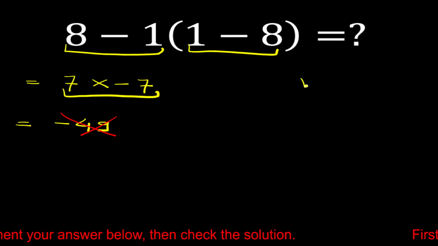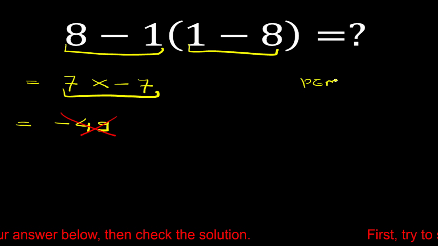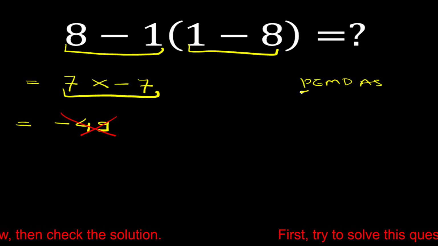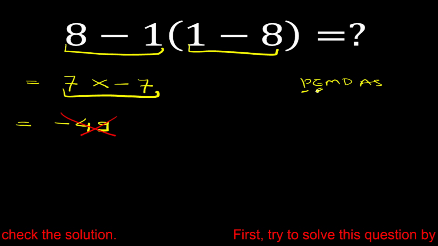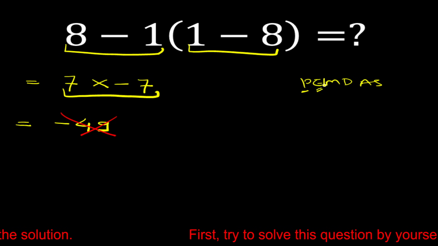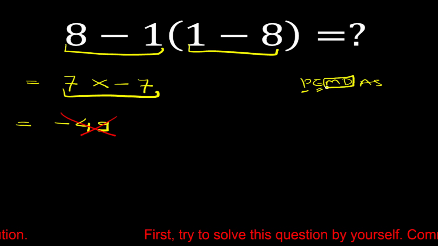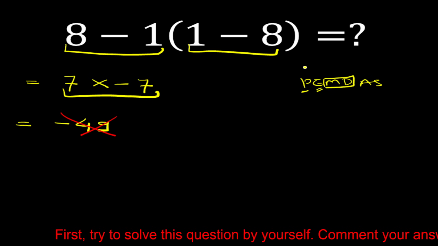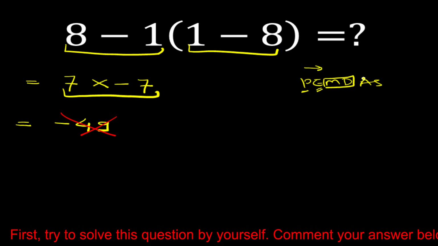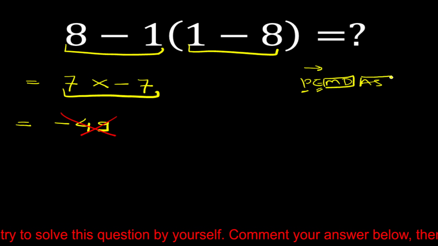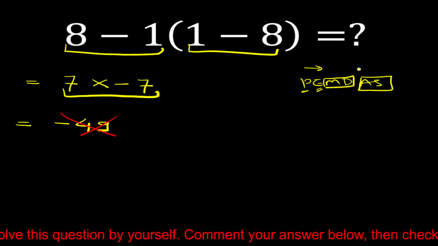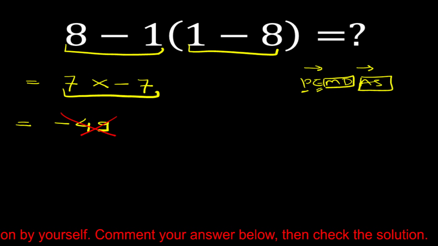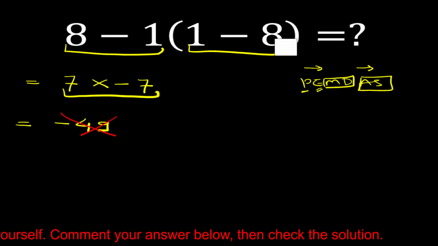because according to PEMDAS rule, first we have to solve parentheses, then we have to solve exponent, then we have to solve multiplication, division. Multiplication, division both have same priority. Therefore, we have to solve it from left to right. Okay. Also, addition and subtraction have same priority. Therefore, we have to solve it from left to right. Okay. So now let's solve this problem correctly by using PEMDAS rule.